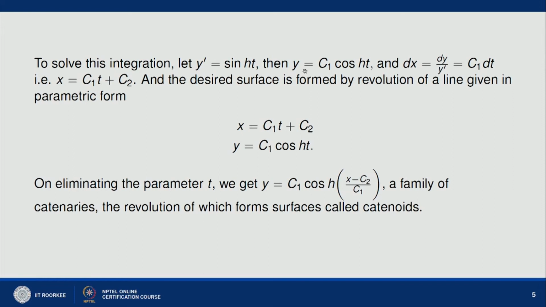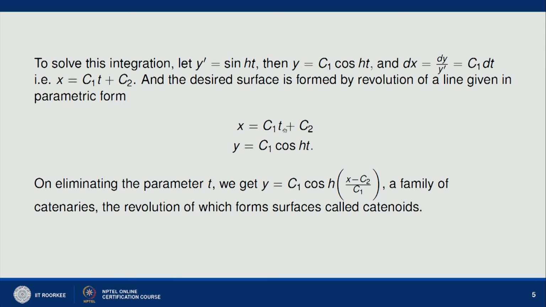So here your curve is given in terms of parametric form, that is y equal to C1 cosh t and x equal to C1 t plus C2. So this is a parametric representation of the curve which minimizes the surface area of revolution, and we can simply find out the relation between y and x by removing the parameter t here.